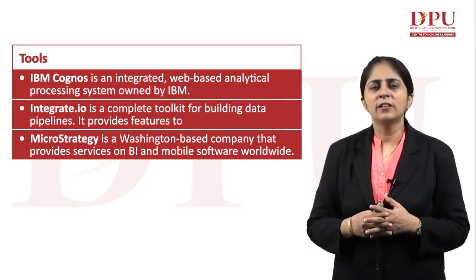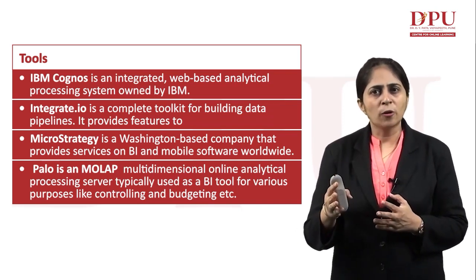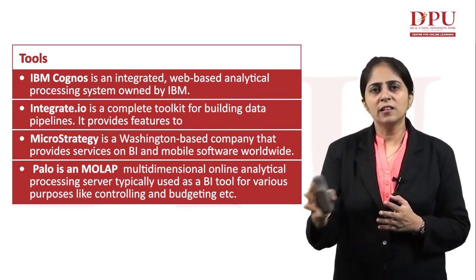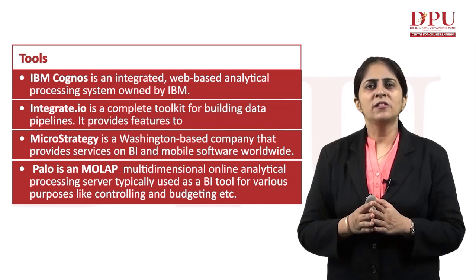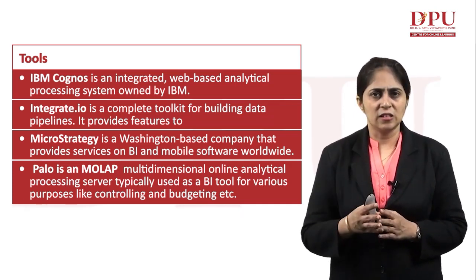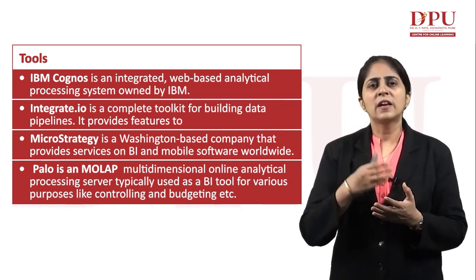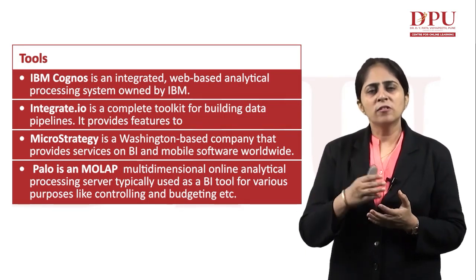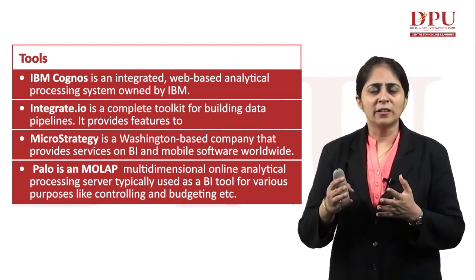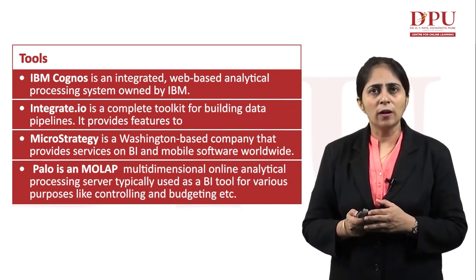Our next tool that we have here is Palo. Palo is an OLAP, multidimensional online processing server. It is used as a business intelligence tool for various purposes like controlling and budgeting, etc. So Palo is a product of Jedox AG. So these are a few tools like IBM Cognos, Integrate.io, MicroStrategy and Palo. These tools can be used as per the requirement. They can be purchased and used for the analysis of data in our organization.